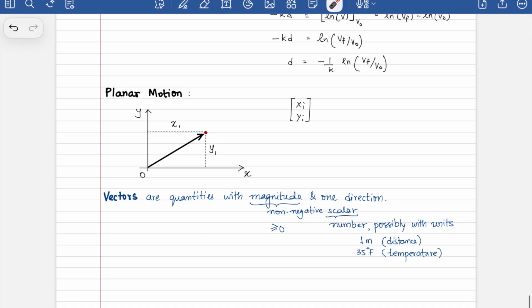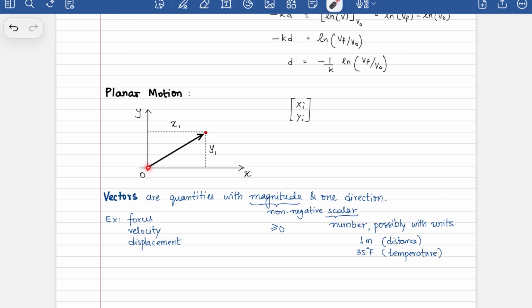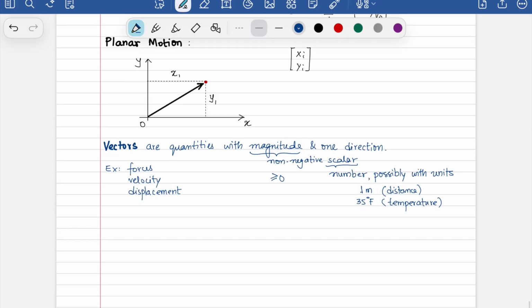What are some examples of vectors? You could have forces, velocity, displacement. All of these are possible examples of vectors. Now, how do you represent it? So we already drew a vector here. So that is one way of representing it. So this here is a vector. Let's say this is a vector.